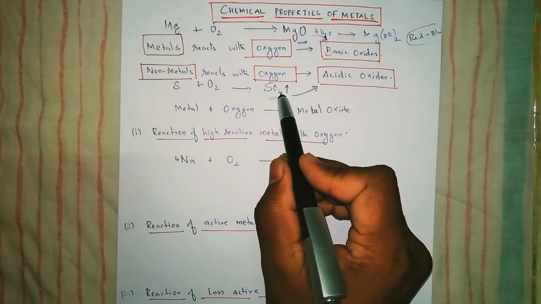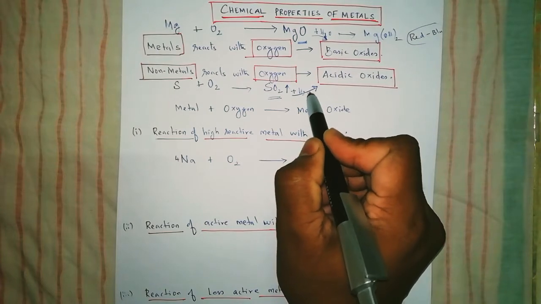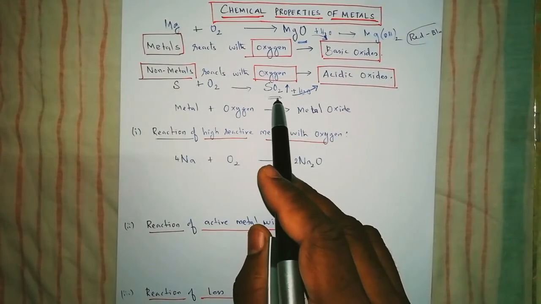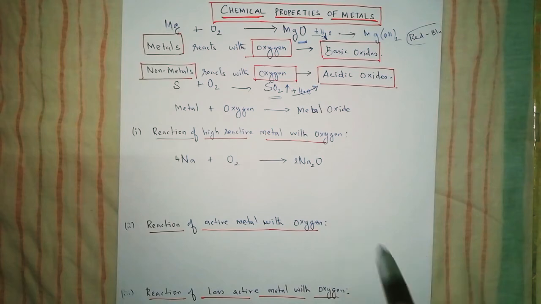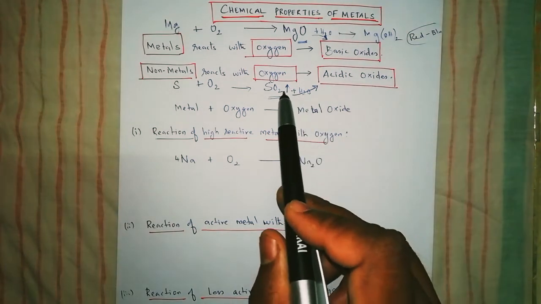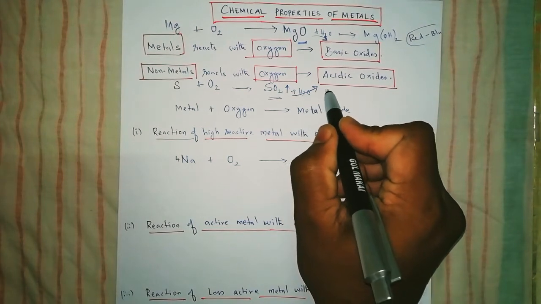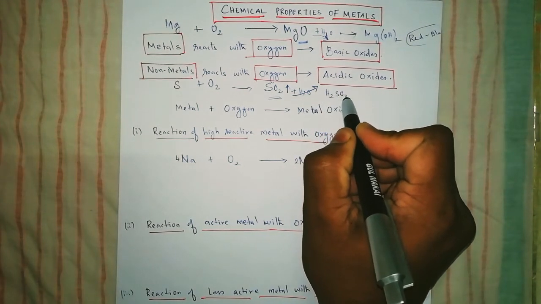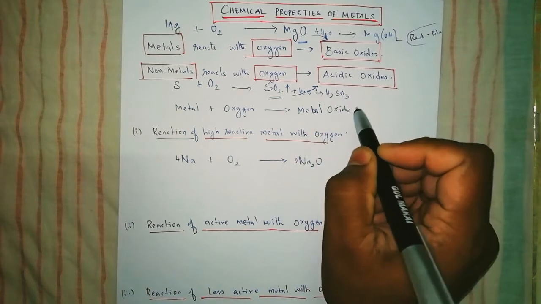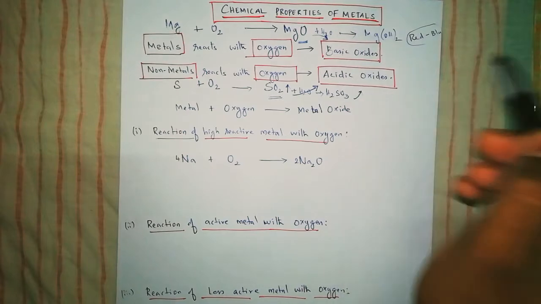And for this same SO2, sulfur dioxide, what we are going to do, same, mix with some water. Pass this gas in a gas jar and add some water and then shake it. So what happened? This gas is easily mixed with the water, and it becomes H2SO3, and this is sulfurous acid. It is acidic in nature.